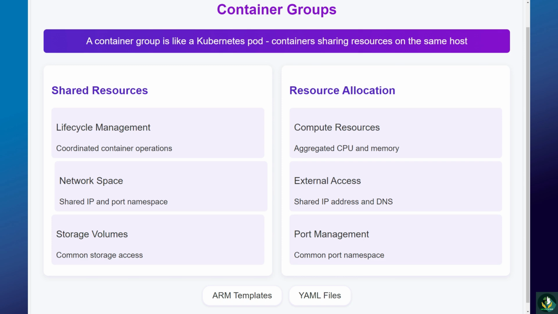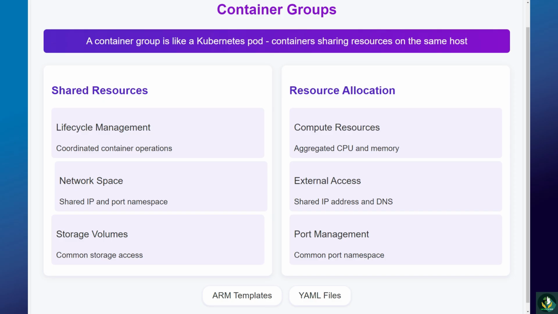Core concepts. 1. Container group structure. Similar to Kubernetes pods. Multiple containers on a single host. Shared resource environment. Coordinated lifecycle management. Unified networking space. 2. Resource sharing. Aggregated resource allocation. Common network namespace.